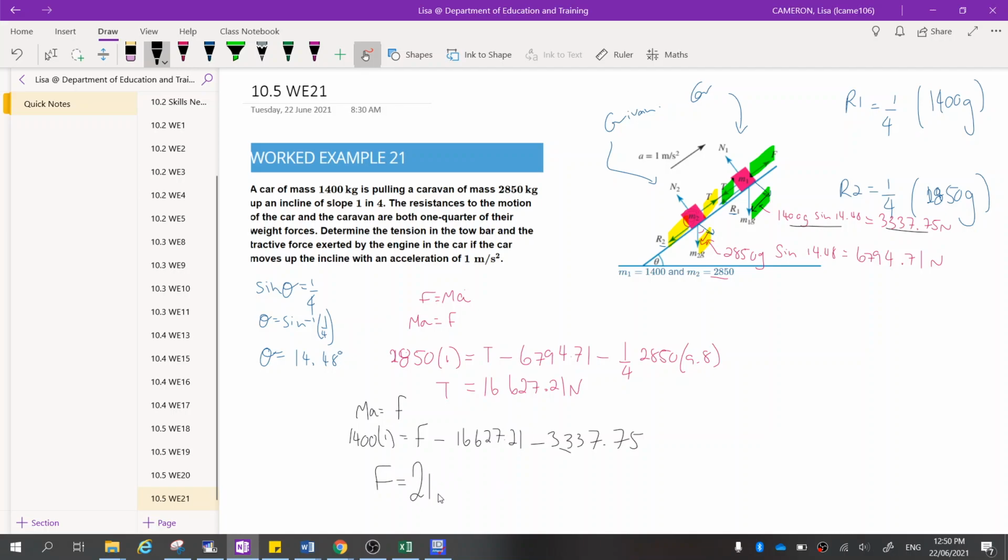So the force in this thing is 21,364.96 newtons of tractive force pulling the car up. Now, I do believe that my answers are slightly different to what the textbook got, because the textbook didn't have any rounding errors. Good hustle, everyone.